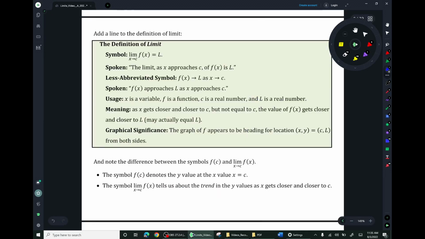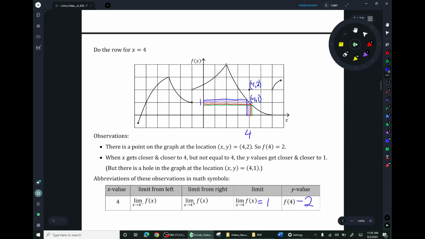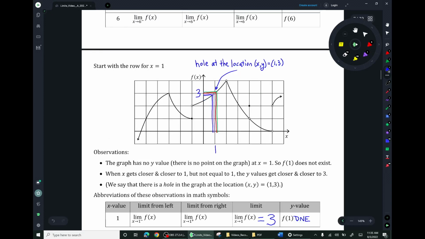Now I want to go back and add a line to the definition of limit. Earlier I said that we would come back later and fill in the graphical significance. Let's go back up and look at the 2 examples that we've done so far. Notice in this row of the table, when x is 1, we had the limit as x approaches 1 of f of x equals 3, and the behavior of the graph could be described in the following way.